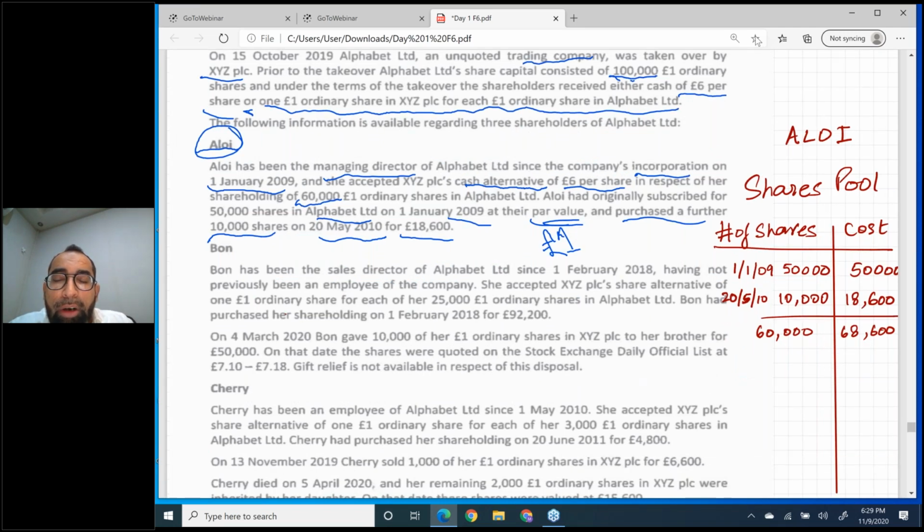First, this lady bought 50,000 shares from the company at par value, and par value is £1. So 50,000 multiplied by £1 is 50,000. Then after 1 year, this lady bought 10,000 shares for £18,600.